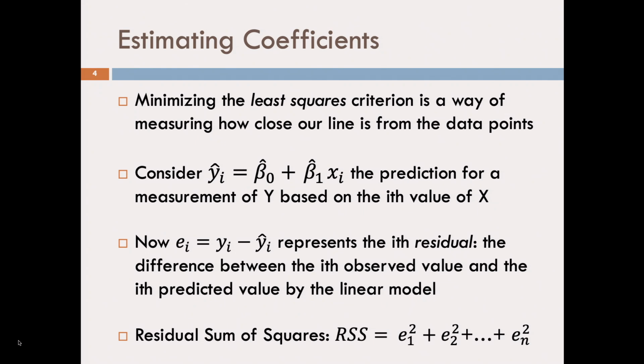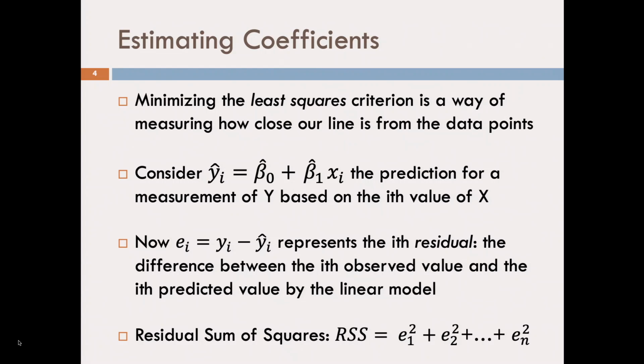So how do we estimate these coefficients? What we need to do is to minimize the least squares criterion. This least squares criterion helps us measure how close our line, which is the result of the estimated coefficients, is to the original line.